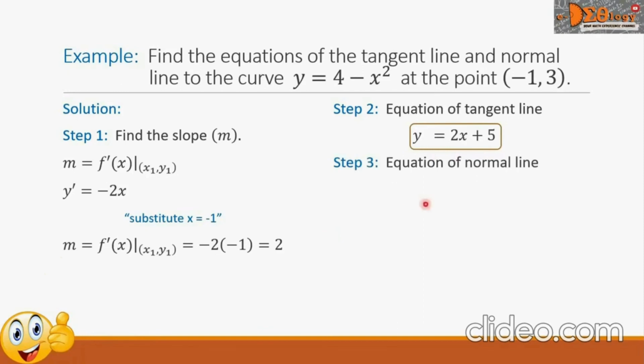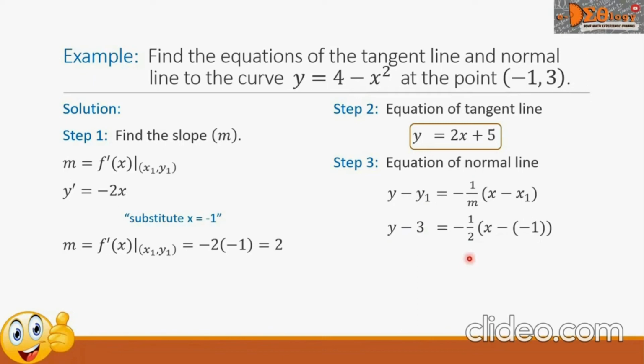Now for step 3, let us find the equation of normal line. So this is our standard form, and on this part, we are going to write the negative reciprocal of the slope here. Substituting the corresponding values, we have now y minus y sub 1 becomes 3 equals, the slope here now becomes negative 1 over 2 times the quantity x minus negative 1.